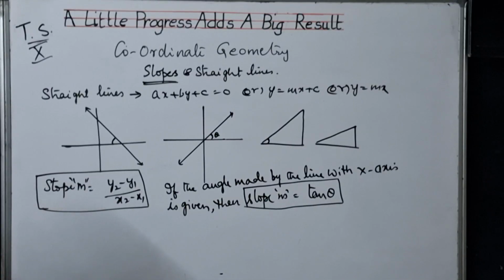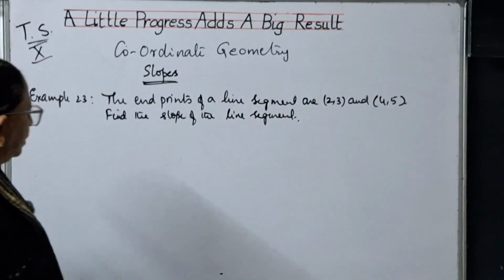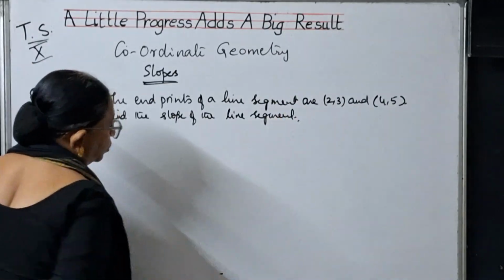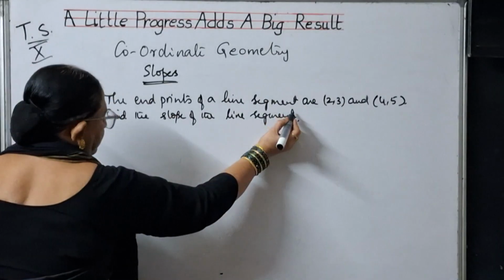I'll go to the problems. Please copy. Now, example 23. The end points of a line segment are 2, 3 and 4, 5. Find the slope of the line segment.